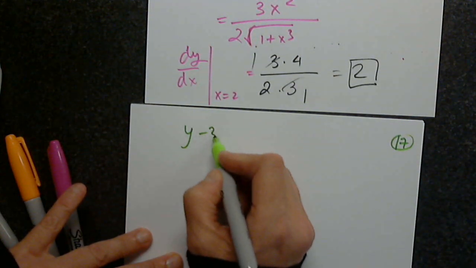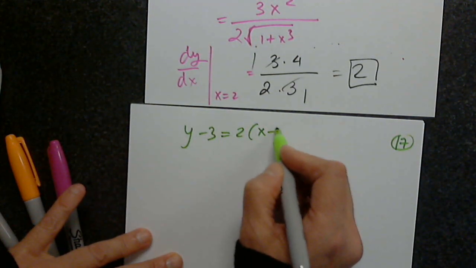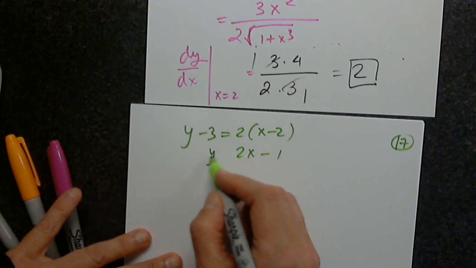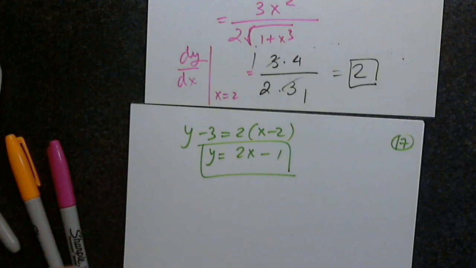So then y minus 3 equals 2 times x minus 2, which is 2x minus 4, but plus 3 is 1. So the equation of the tangent line to the graph of the given function at (2, 3) is y equals 2x minus 1. Any questions?